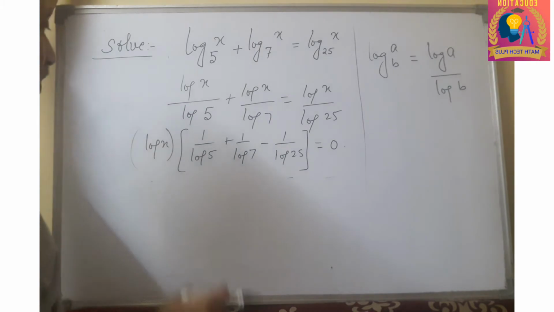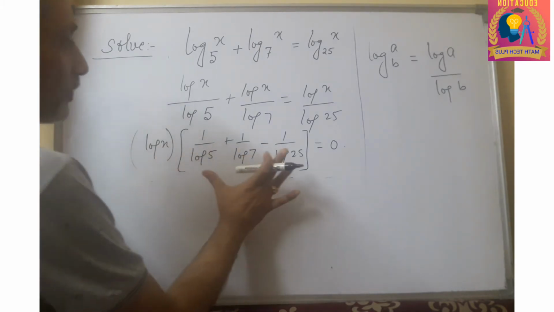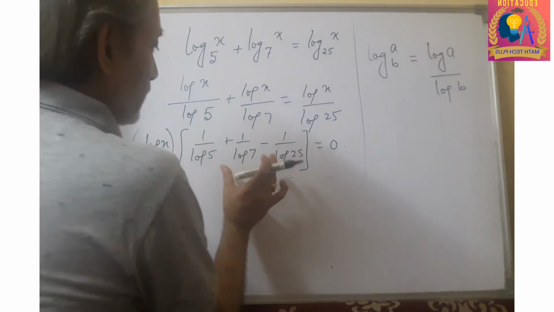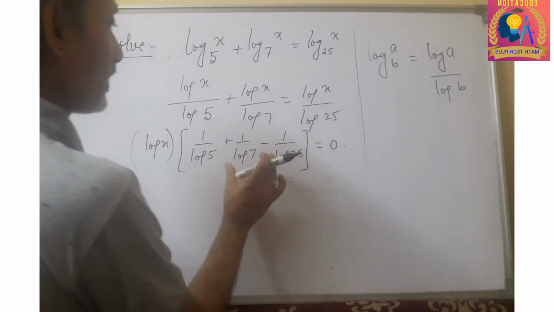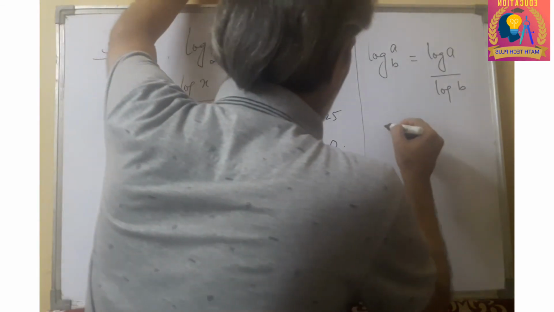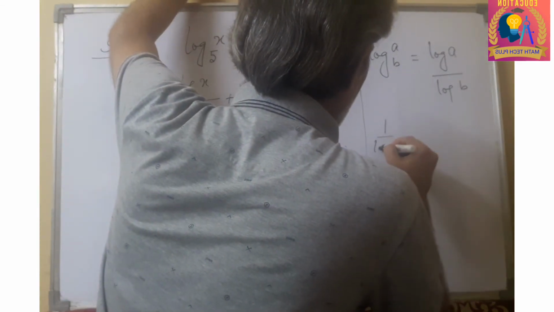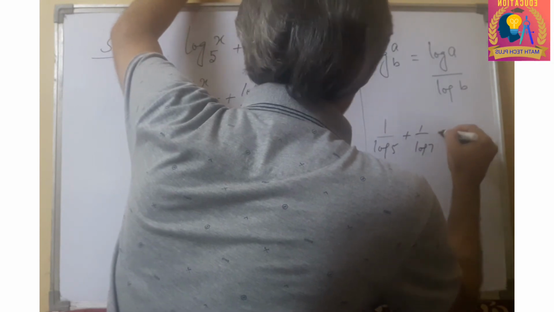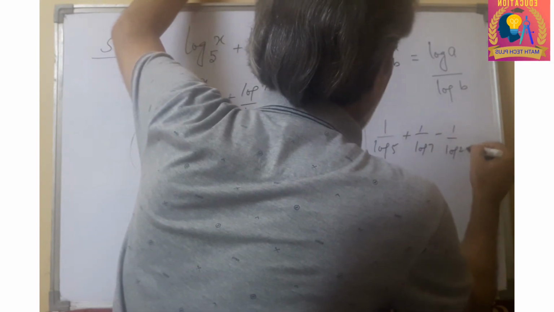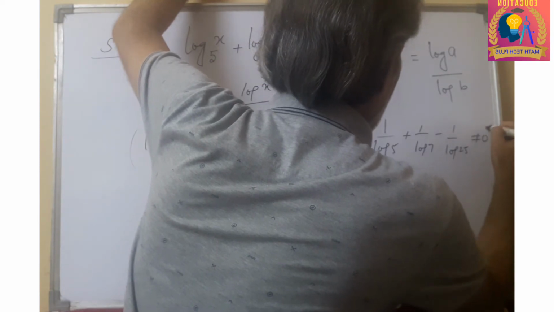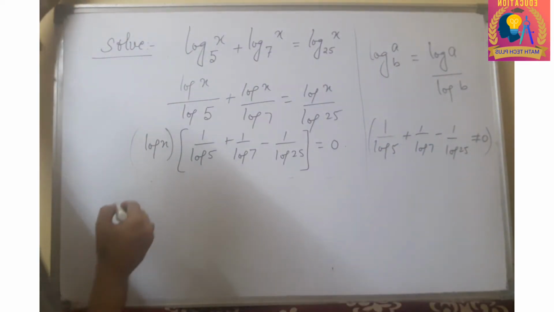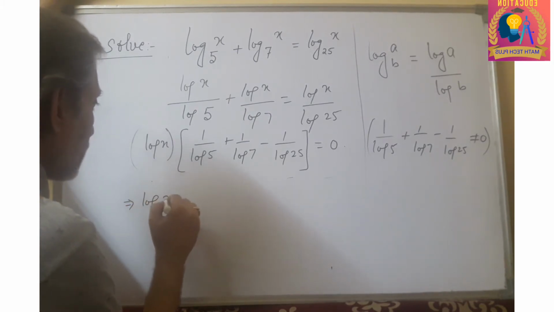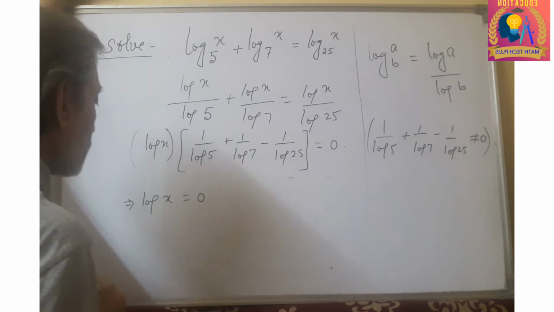It means what? Either log x is 0 or this whole thing is 0. But you can very much see that this thing will not be equal to 0. We know 1 upon log 5 plus 1 upon log 7 minus 1 upon log 25 is not equal to 0. This implies what? Log x equals to 0.